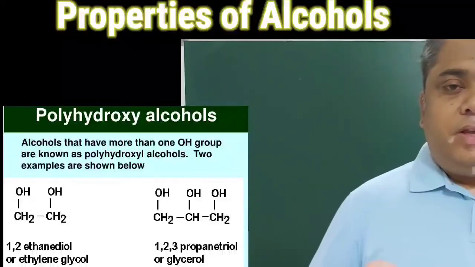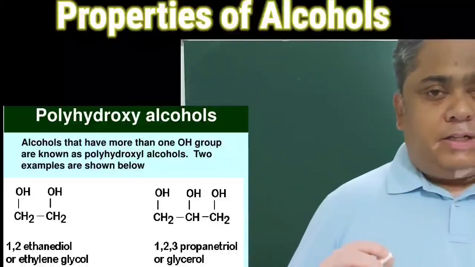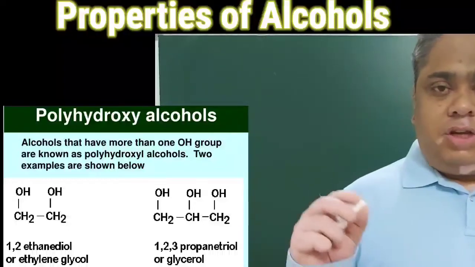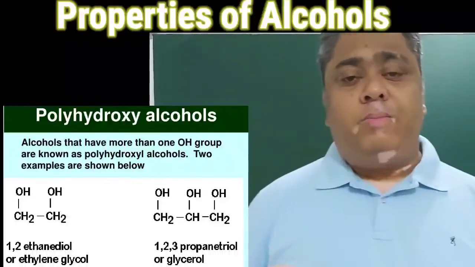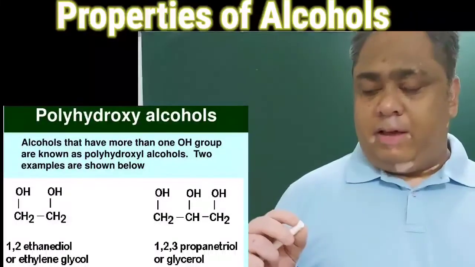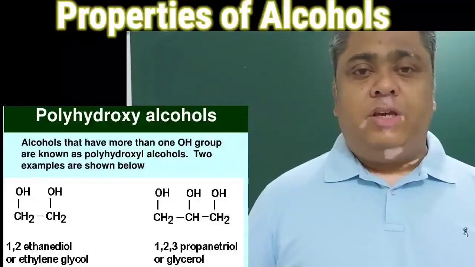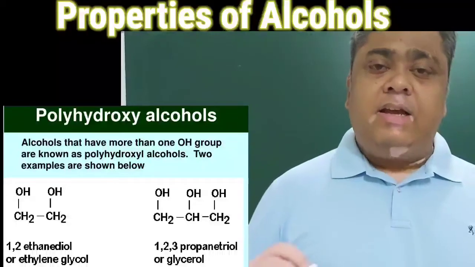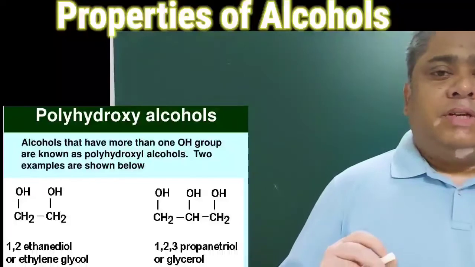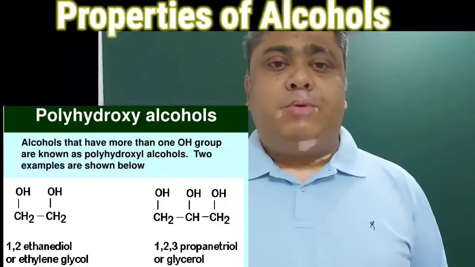In glycerol, there are three OH groups. It is like 1, 2, 3. So in three carbon atoms there are three OH groups. As a result, they form more intramolecular hydrogen bonding. As a result, the hydrogen and the oxygen atoms are less available for forming hydrogen bonds with the solvent, that is water, and hence they are less soluble. You will find that glycerol is viscous in nature. Other alcohols are less viscous and they are volatile in nature.